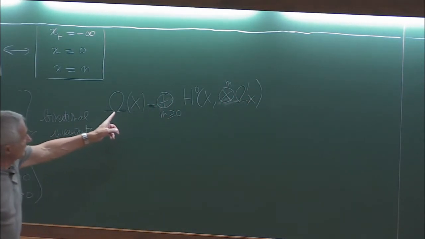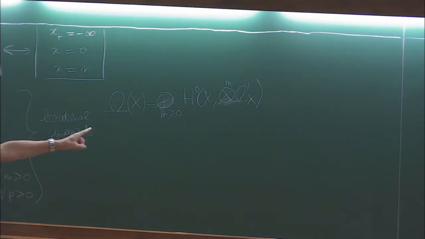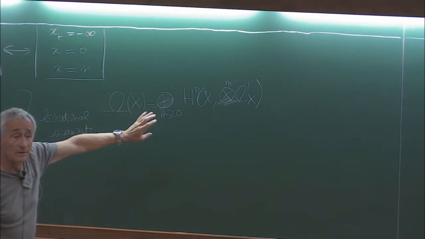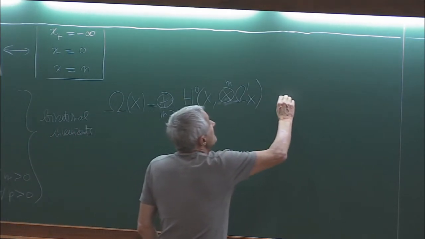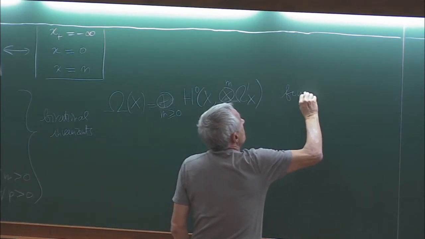One of X, so you can define this graded algebra, for example. This is well defined for any X, and this is also a birational invariant. And so the interest of this, maybe, is that this is functorial.